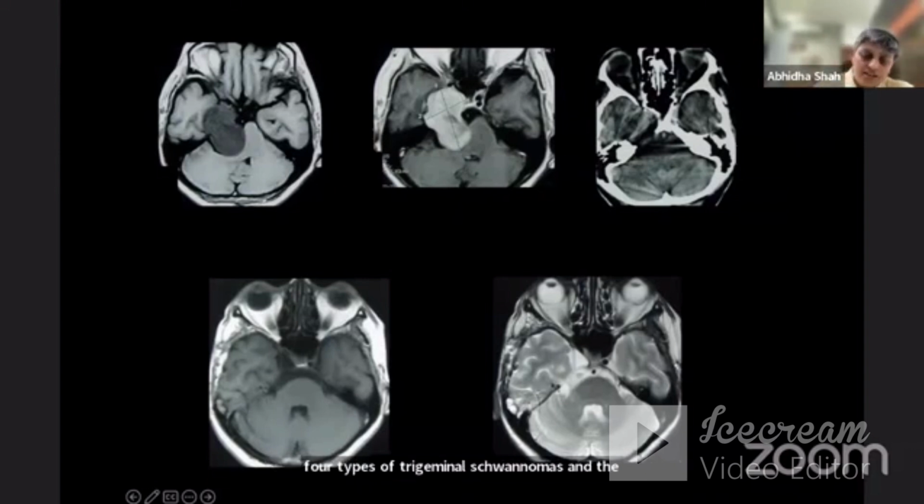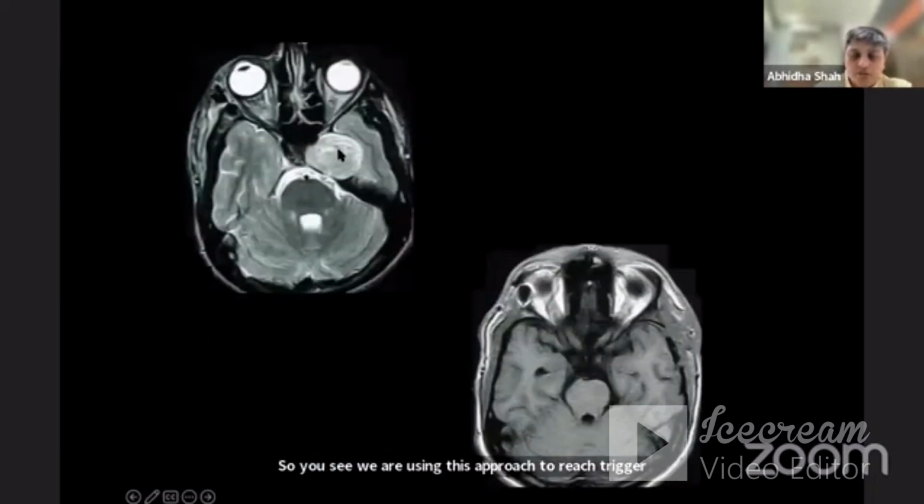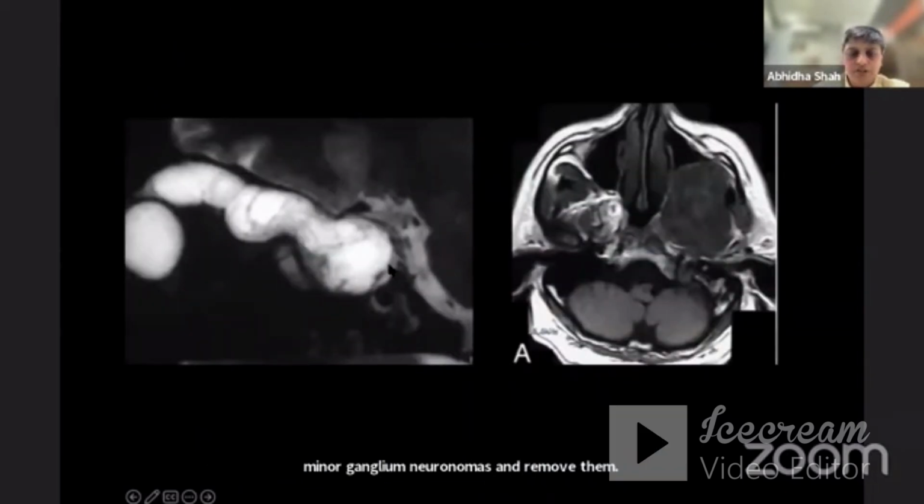He has also described saving of the fifth cranial nerve so that there is preservation and improvement of function. So you see, we are using this approach to reach trigeminal ganglion neurinomas and remove them. This is again a pre-op and post-operative image. This is just to show you some beautiful cases. This is a neurinoma that is going around the ophthalmic division.